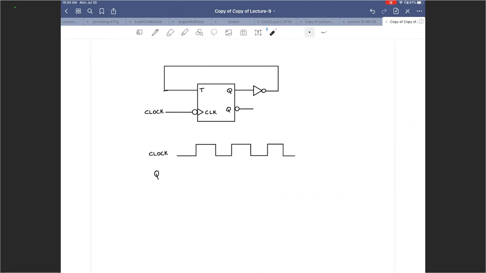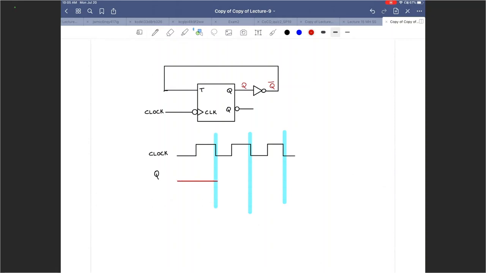How about over here? So whatever Q is, it gets fed back, right? So this is Q complement, gets fed back. So let us suppose we start with, again, Q as zero. This also is a negative edge triggered design. So negative edge, negative edge, negative edge. If you start off with Q as zero, it will stay at zero until the first negative edge.